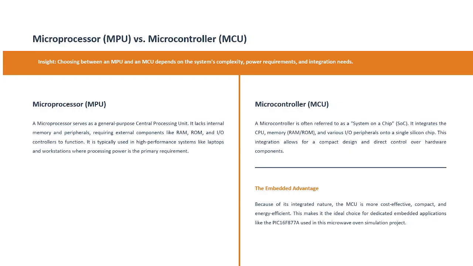And what is a microcontroller? A microcontroller is often referred to as a system on a chip, SoC. It integrates the CPU, memory that is RAM and ROM, and various input-output peripherals on a single silicon chip. This integration allows for a compact design and direct control over hardware components. What are the advantages? Because of its integrated nature, the MCU, that is microcontroller, is efficient, cost-effective, compact, and energy efficient. This makes it the ideal choice for dedicated embedded applications like this project, which uses the PIC16F877A microcontroller for simulation.